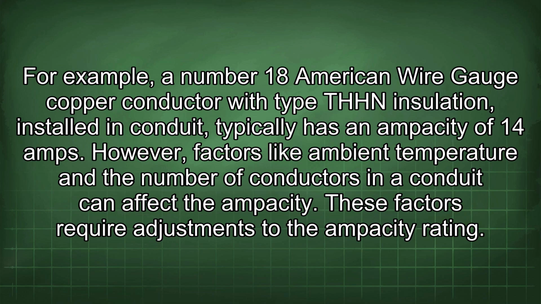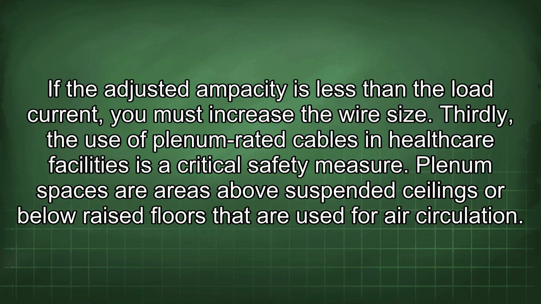For example, a number 18 American wire gauge copper conductor with type THHN insulation installed in conduit typically has an ampacity of 14 amps. However, factors like ambient temperature and the number of conductors in a conduit can affect the ampacity. These factors require adjustments to the ampacity rating. If the adjusted ampacity is less than the load current, you must increase the wire size.